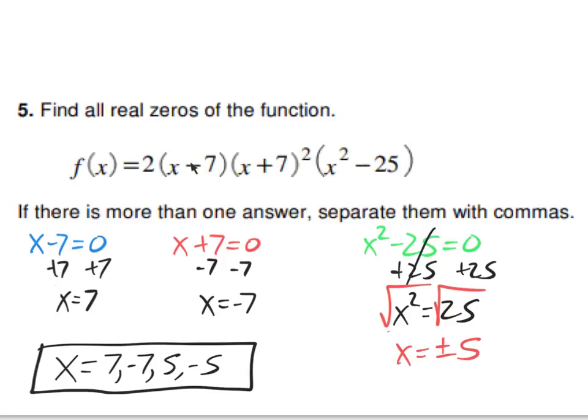So this one would be a 7. This one would be a -7. And when you solve this one, you see a plus or minus 5. So that is why we get all 4 zeros.